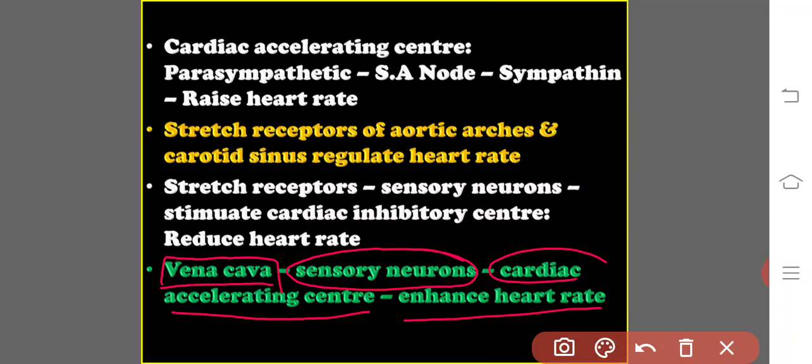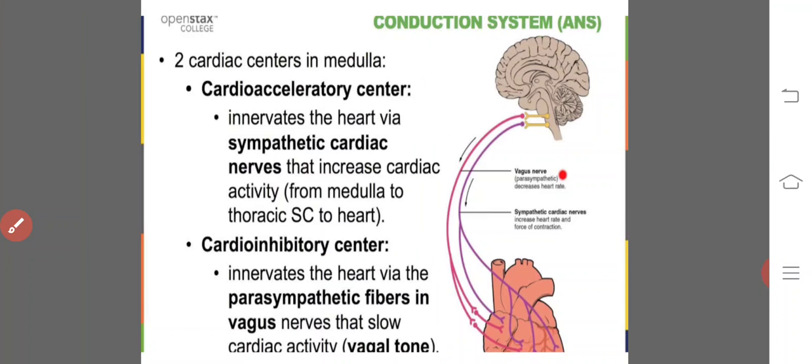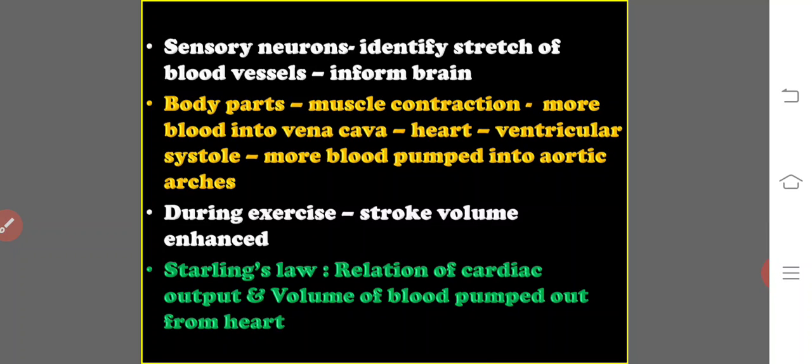So there is a theory known as Starling's theory. What is Starling's theory or Starling's law? It is the relation between cardiac output and the stroke volume, otherwise the volume of blood pumped out from the heart. This was shown by a British scientist named Starling, and on behalf of his name, this is called Starling's Law. Starling's Law explains the relation between cardiac output and the volume of blood that is pumped out. So this is also one kind of regulation.